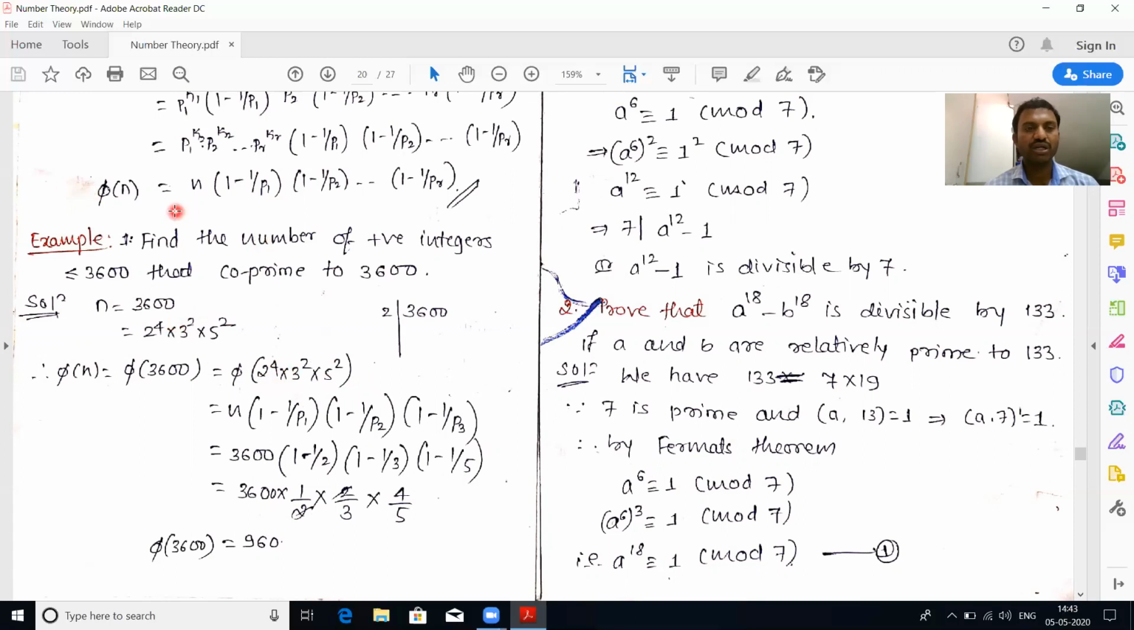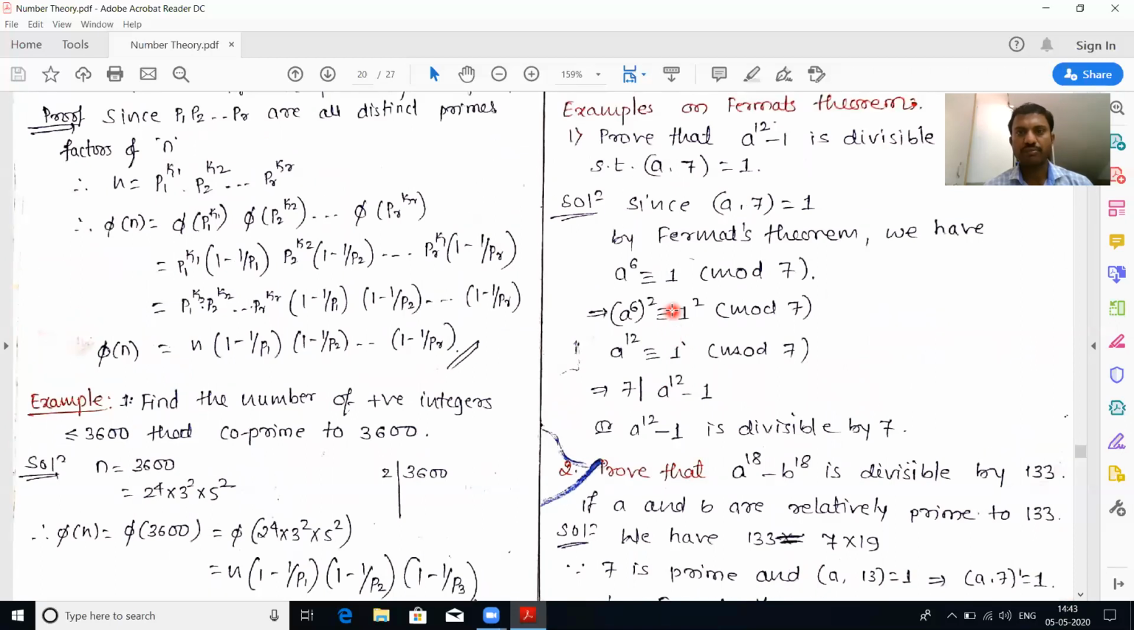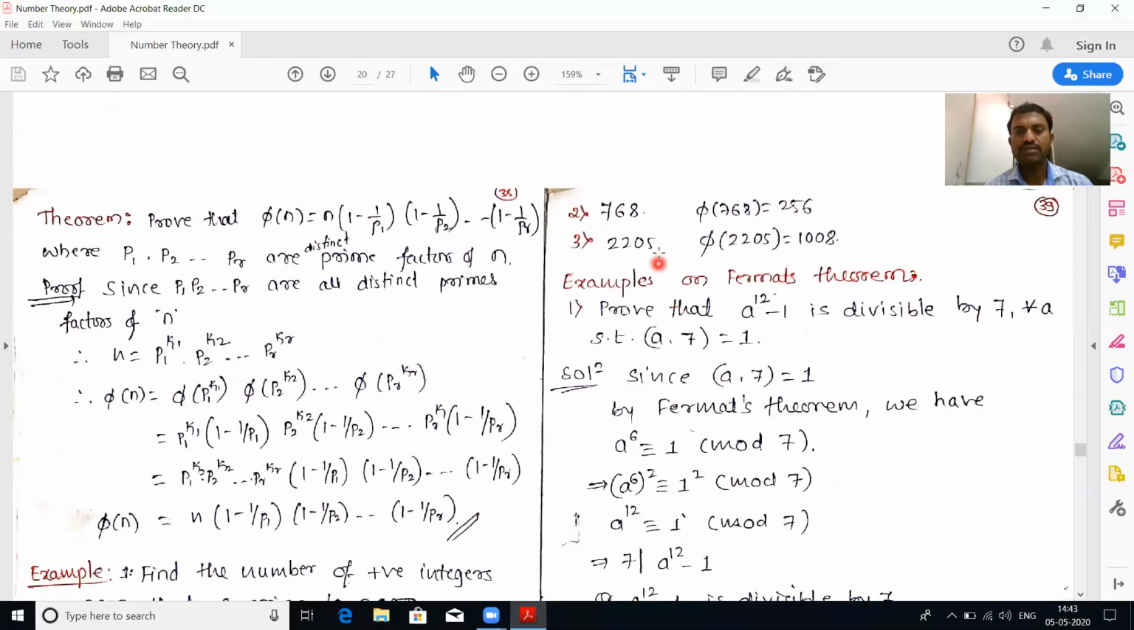Then just by using this formula, phi of n equal to this one, n is as it is, 3600, into 1 minus 1 upon p1, where p1 is 2, into 1 minus 1 upon p2, where p2 is 3, into 1 minus 1 upon p3, where p3 is 5 here. Simplifying this, we get phi of 3600 is equal to 960. In a similar way, you have to try these examples: phi of 768, you need to calculate, we get the answer as 256. Similarly, for 2205, we get phi of 2205 is equal to 1008.